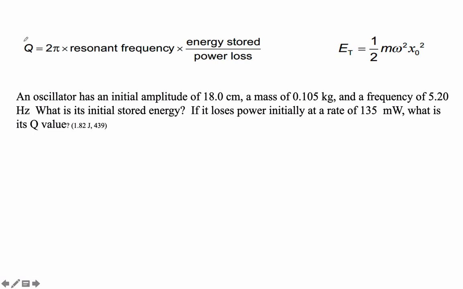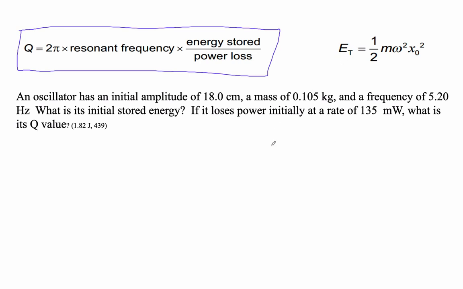And then I hadn't seen any calculations with this formula, but recently they threw one on there. So let's look at one of these calculations. An oscillator has an initial amplitude, so our x naught is 0.180 meters, a mass of 0.105, and a frequency, that's its resonant frequency, of 5.20 hertz. What is its initial stored energy?